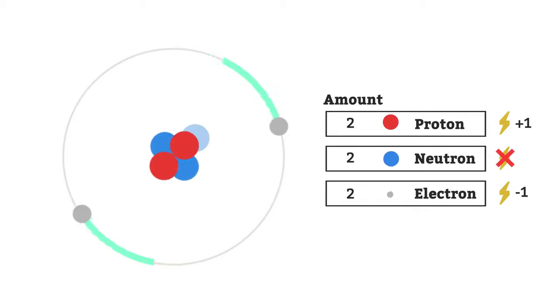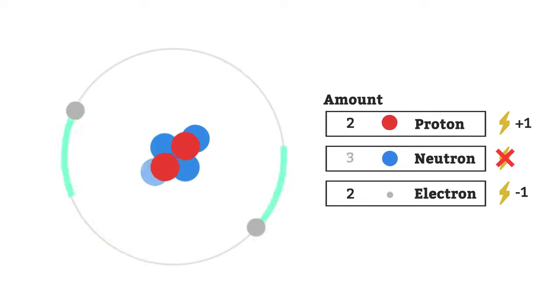Neutrons are not charged. It really doesn't matter how many of these there are in the nucleus of an atom. It doesn't affect its chemistry, but they do help to bind the nucleus together, which would otherwise contain only the positively charged protons that repel each other.